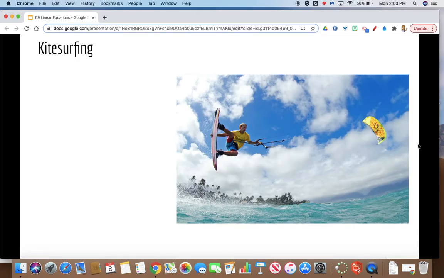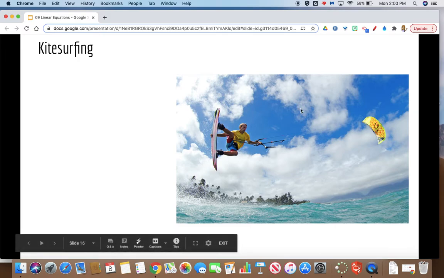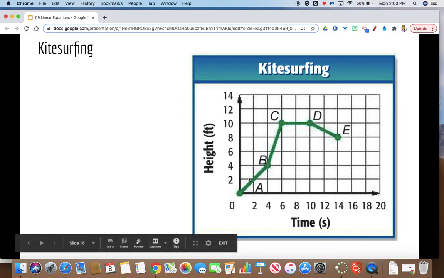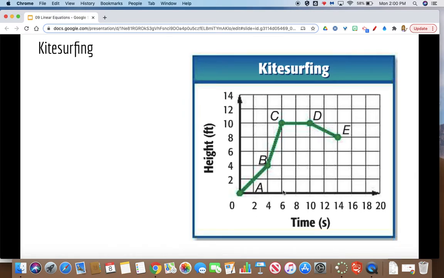Our first example is going to involve kite surfing, and if you're not sure what that is, here's a picture on the water trying to get airtime. And here's a graph of what this would look like. Our time in seconds is going to be our unit for our x-axis, and height in feet is our unit for our y-axis. Also pay close attention to our number lines. They are counting by twos.